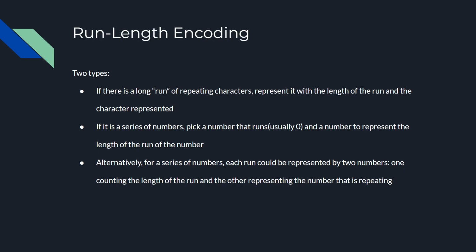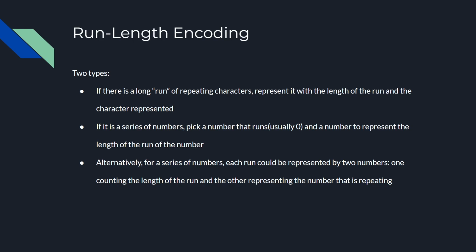This can also work for numbers. For instance, if you're trying to compress binary code and you have a lot of ones and zeros, you can pick the number that's running, the zero, and a number to represent the length of the run. So if you have 7 zeros in a row, you could represent it as 07. Alternatively, for a series of numbers, you could also represent the run once again by two numbers, one counting the length of the run and the other representing the number that is repeating. Once again, run-length encoding is generally only efficient if your file contains a lot of repeating numbers that are next to each other.